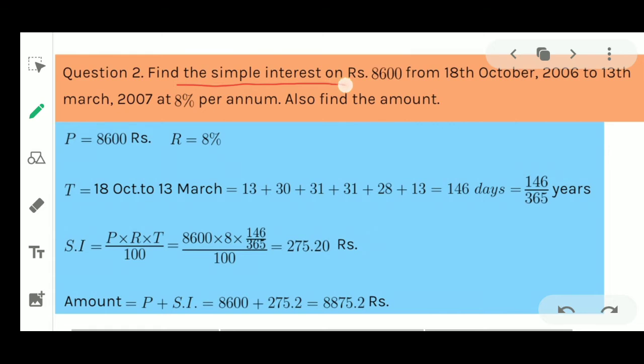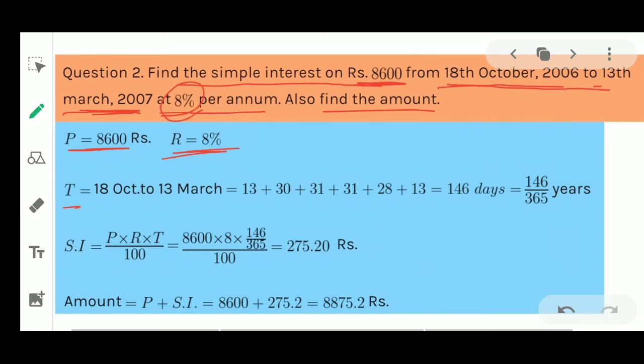Next, question number 2. Find the simple interest on 8600 rupees from 18th October 2006 to 13th March 2007. That's the time. At 8% per annum, and also find the amount. So first write the given data. P equals 8600, as you can see here in the question, and time is 18th October 2006 to 13th March 2007. So you need to calculate the time here. Okay, R is given 8%, R equals 8%.